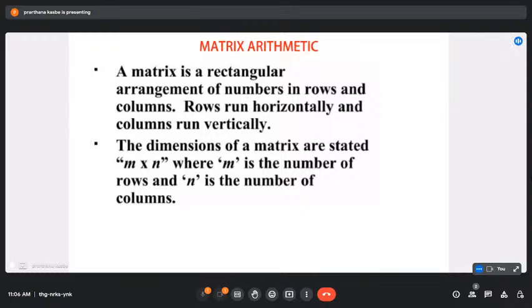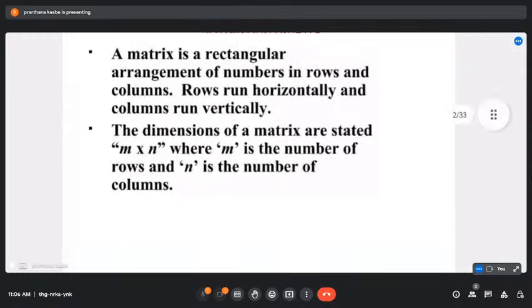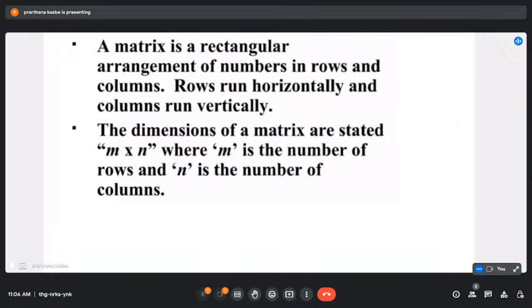What is the definition of matrix? How to solve the matrix problems? A matrix is a rectangular arrangement of numbers in rows and columns. So rows run horizontally and columns run vertically.